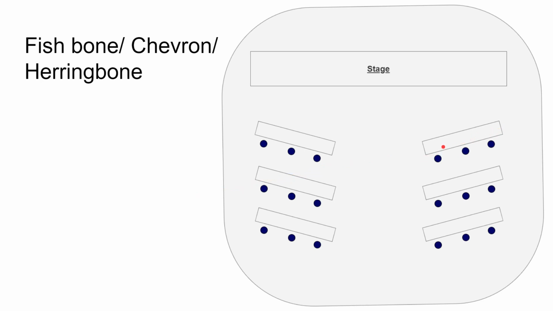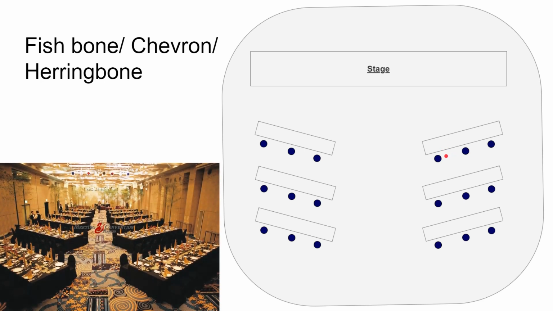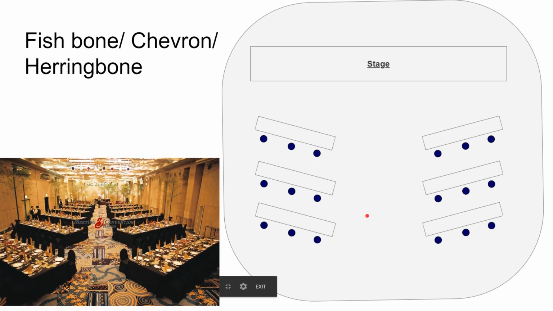So here the advantage is the guests who are sitting here can look at the people on the other row as well as face the stage. So in some cases it may be convenient to have this type of arrangement so that there is a possibility of interaction among the people seated within the banqueting area.